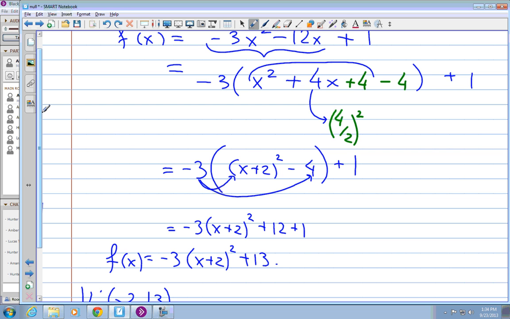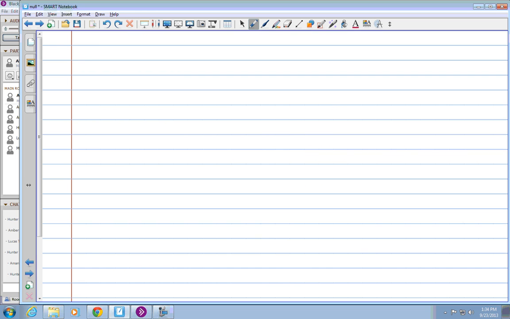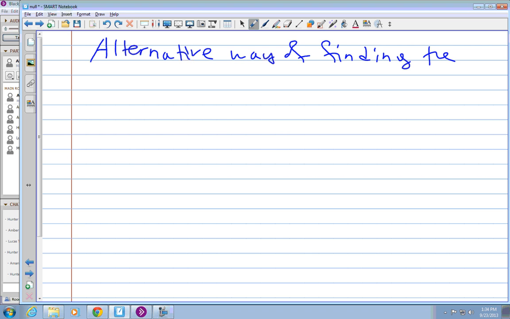So again, that's one way of finding the vertex of a quadratic function, by completing the square. There's another way, which is much easier, and you're probably going to use that way a lot, unless, again, you're asked to put it in this friendly form. So, an alternative way of finding the vertex.